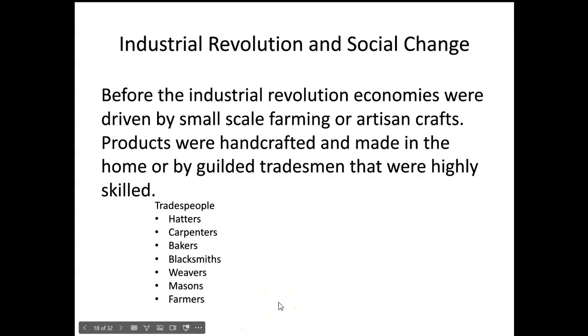The Industrial Revolution brought about social change. Before the Industrial Revolution, economies were driven by small-scale farming or by artisan craftspeople. So those products that were used and needed were handcrafted. They were made in the home, a lot of times by the people themselves.